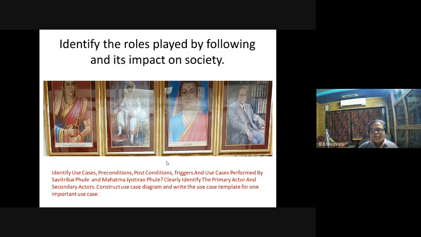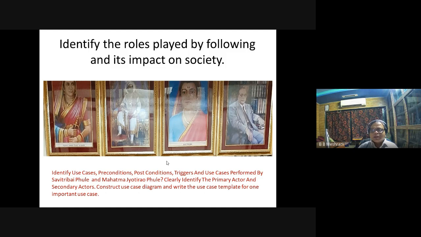So whenever you have to prepare or implement any system, you have to identify the roles played by Savitribai Phule. You have to identify the role played by Mahatma Jyotirao Phule. You have to construct the use case diagram and then write the use case template.